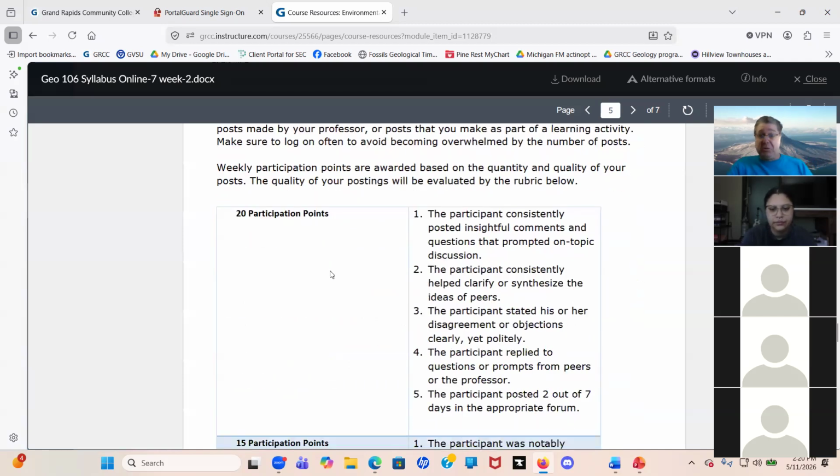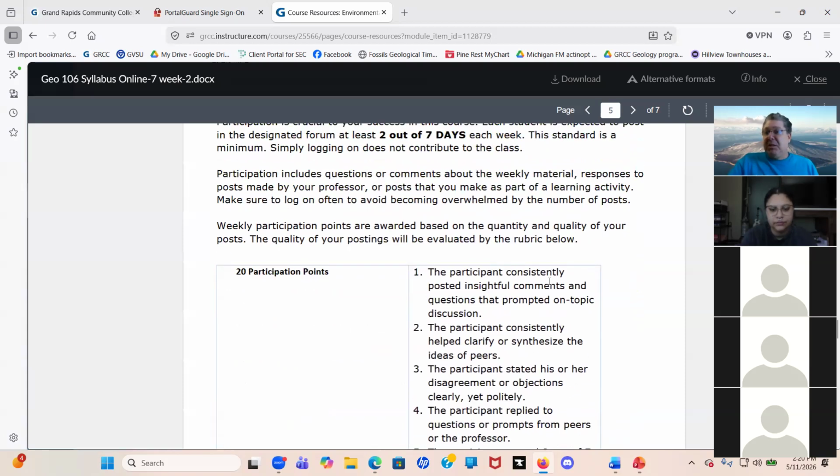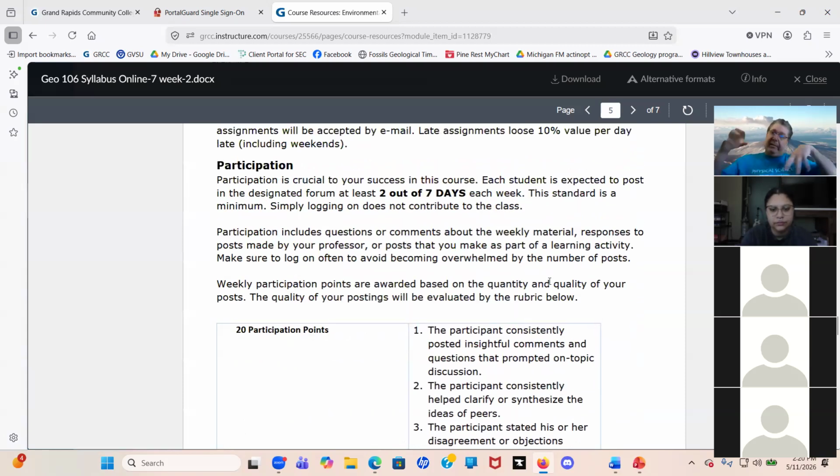So if you do your two posts on separate days, and of course, substantial posts, not like "I like rocks" or "geology is cool." That doesn't really do anything for anybody, right? But any posts count. So responding to any of my prompts. If you don't like any of my prompts, make your own discussion topic, right? Or reply to another student. All of these count towards your two posts a week. But again, they have to be on separate days.